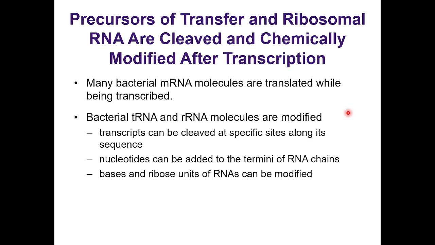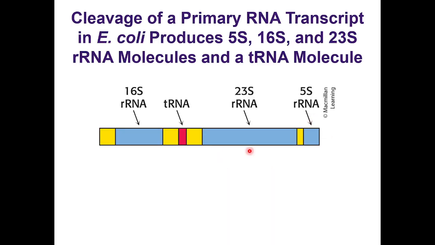Bacterial tRNA and rRNA molecules are going to be modified. Transcripts can be cleaved at specific sites along the sequence. Nucleotides can be added to the termini of the RNA chains. Bases and ribose units of the RNAs can also be modified. So this is actually the cleavage of the primary RNA transcript in the E. coli. It's going to produce a 5S, a 16S, and a 23S rRNA molecules, and a tRNA molecule with tRNAs right there.